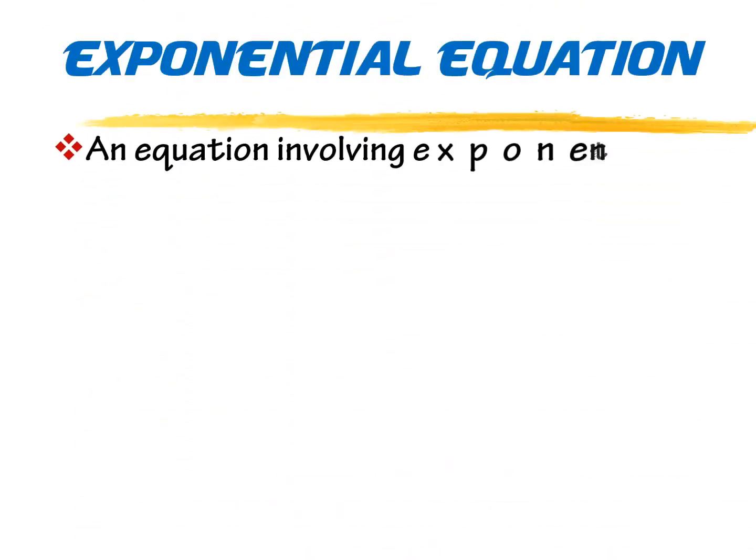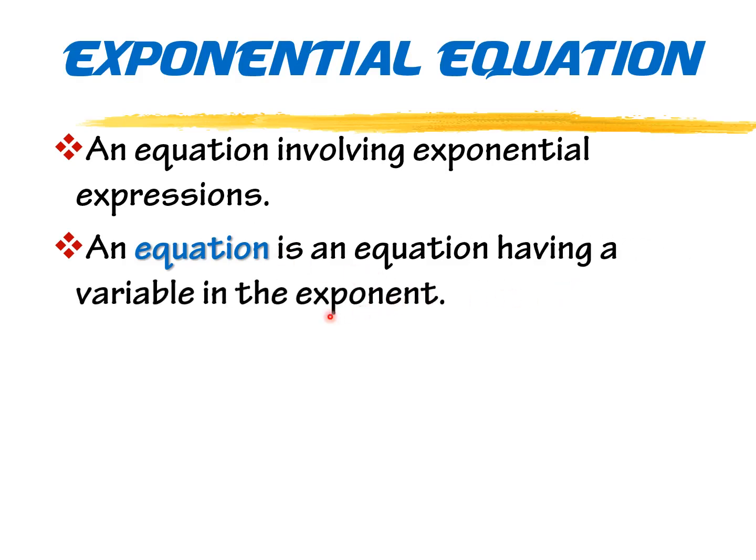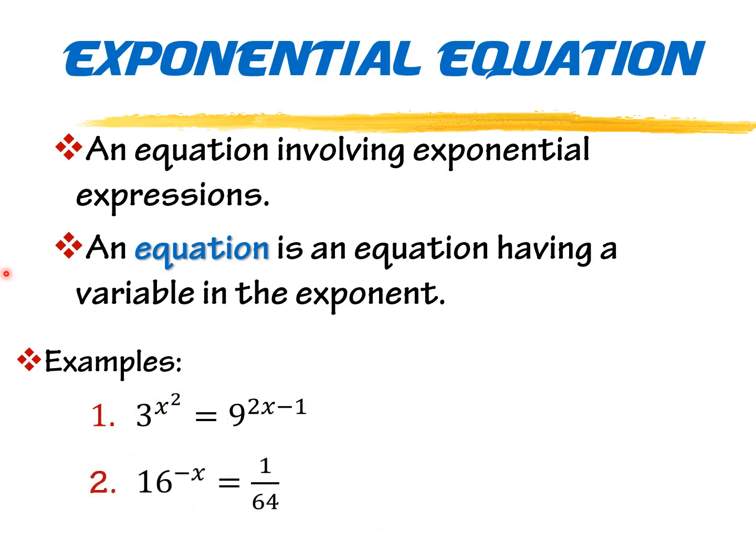Okay, this time let us define an exponential equation. It is an equation involving exponential expressions, or it is an equation that contains a variable in the exponent. So an example is this one. You have here the base greater than 0, and you have the variable x squared. You can have it only on one side or both sides. Okay, so we also have this one. Here you only have the variable on the left side. So this one is also an example of exponential equation.